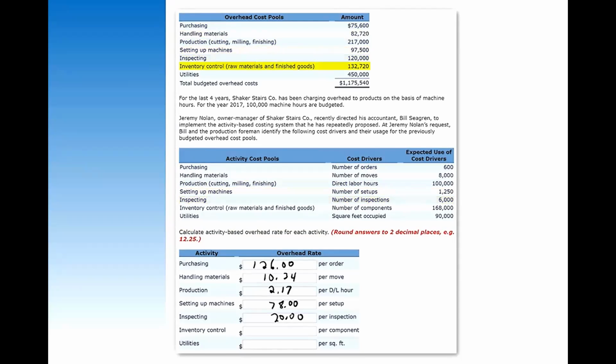Next is the inventory control pool, a cost of $132,720 divided by the number of components, which is 168,000, gives us a rate of 79 cents. And then finally, the utilities pool, a cost of $450,000 divided by the number of square feet, which is 90,000, gives us a rate of $5.